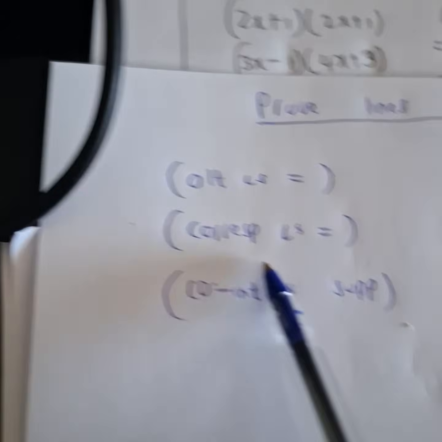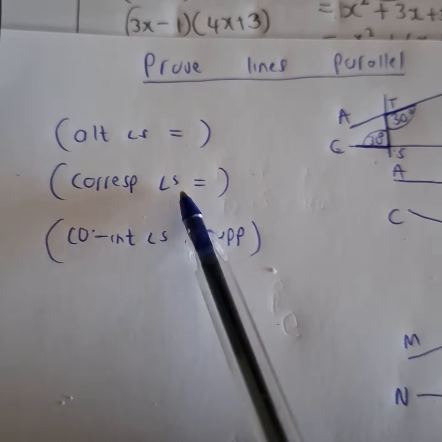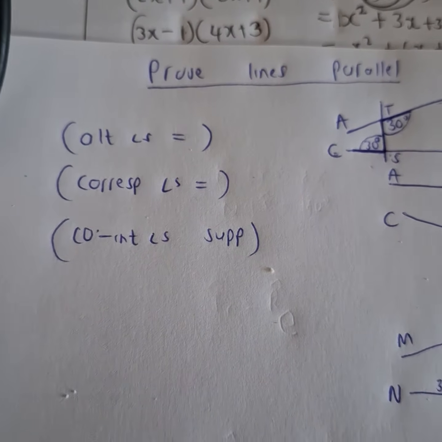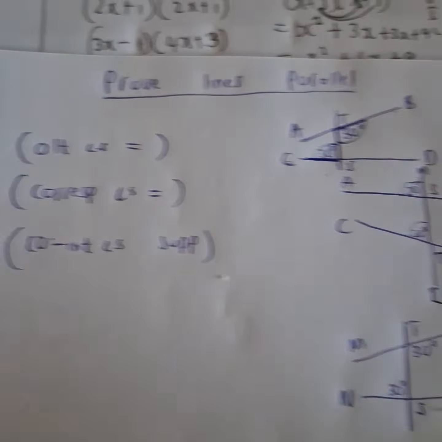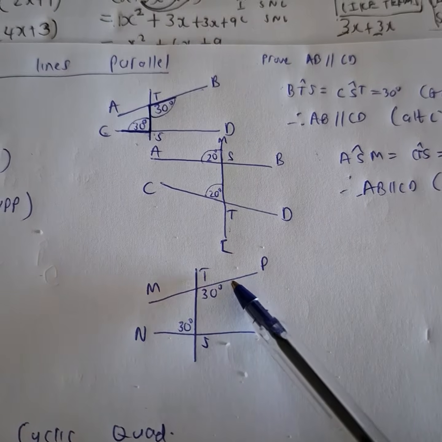Corresponding angles equal. Hence this reason. That's an acceptable reason, because it does state that if corresponding angles are equal, then lines are parallel. All right? Then last but not least, let's look at this one.